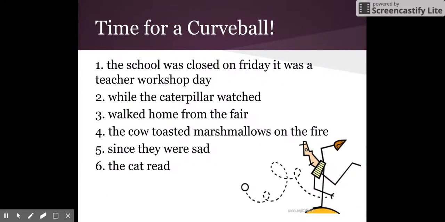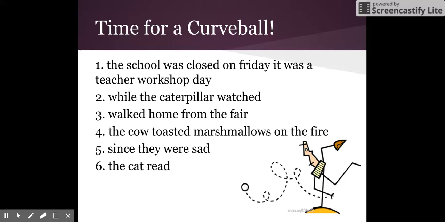All right, now we're going to throw in those curveballs. The last slide just had independent and dependent clauses. We're going to put in those run-ons and those fragments. You're totally ready for this. Number 1, the school was closed on Friday. It was a teacher workshop day.